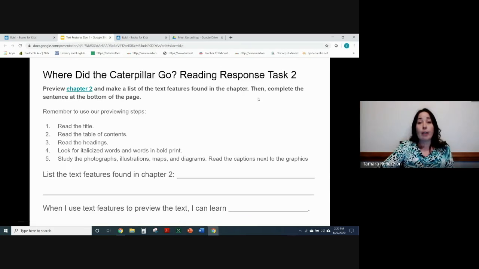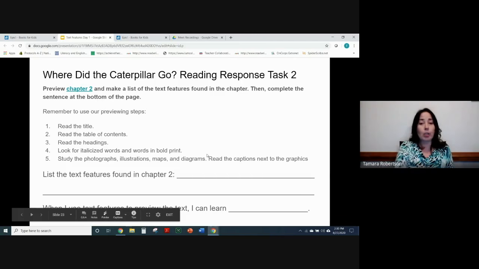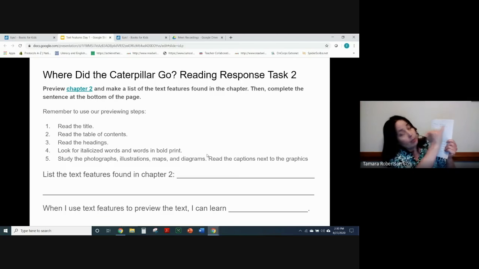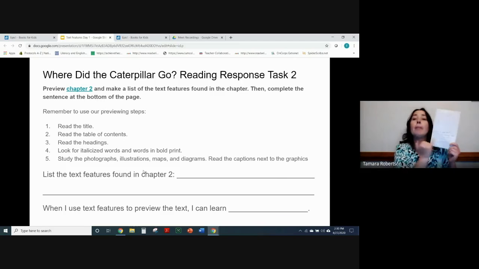Then you can have your parents print this page for you, or you can just do it on the other side of that paper we folded. So you can just write text features at the top, and then just make a list of the text features you saw. Title, heading, table of contents, photograph, caption, bold words, whatever you see, make a list here. Then I want you to write this sentence. When I use text features to preview the text, I can learn blank. What can you learn by previewing the text using text features?